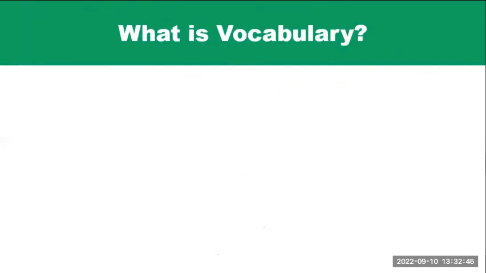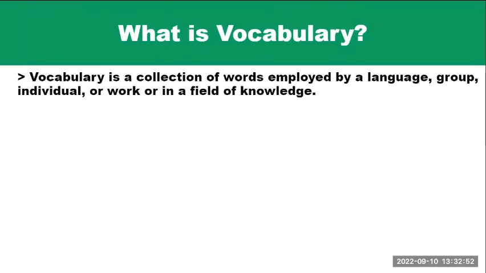Let's begin with the meaning of vocabulary. What is vocabulary? Vocabulary is a collection of words employed by a language, group, individual, or work, or in a field of knowledge, such as agriculture. So there are different shades of meaning for each English word, and vocabulary is not an exception. So here we can use vocabulary to refer to all the collection of words that an individual knows in a language, or a collection of words that are relevant to a particular field of knowledge.